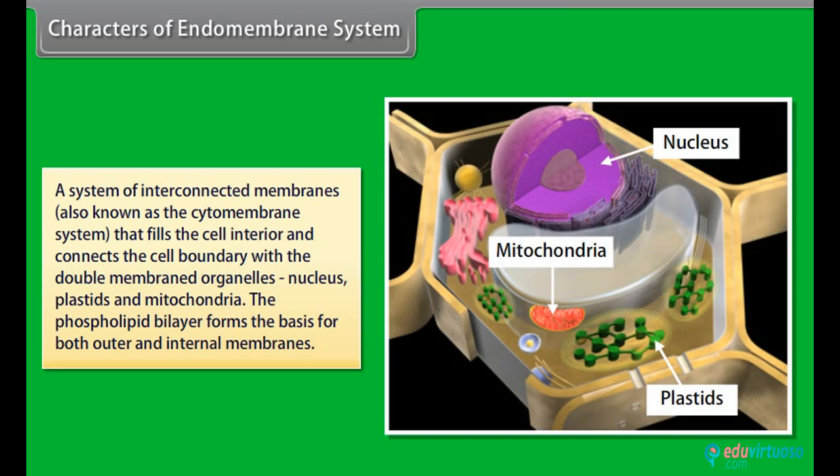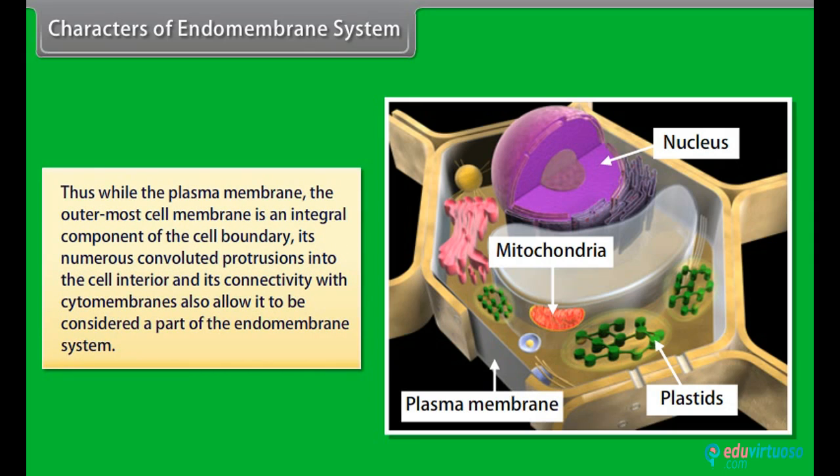Characters of endomembrane system. A system of interconnected membranes, also known as the cytomembrane system, fills the cell interior and connects the cell boundary with the double-membraned organelles: nucleus, plastids, and mitochondria. The phospholipid bilayer forms the basis for both outer and internal membranes.